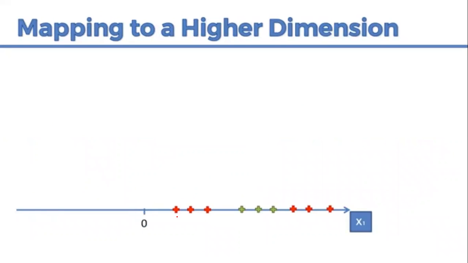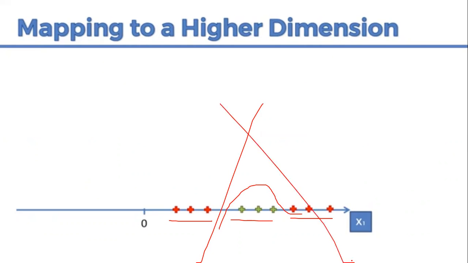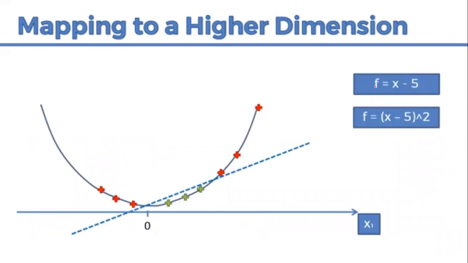So let's take an example. Suppose this is our data distribution: red points, then green points, then again red points. For this distribution also I cannot draw a single straight line, right? I can draw something like this which can differentiate between red and green points, but not a single straight line. So what can I do is this: I can first apply the function f = x - 5, so my data will move towards this side, like this. Then I can do (x - 5) squared.